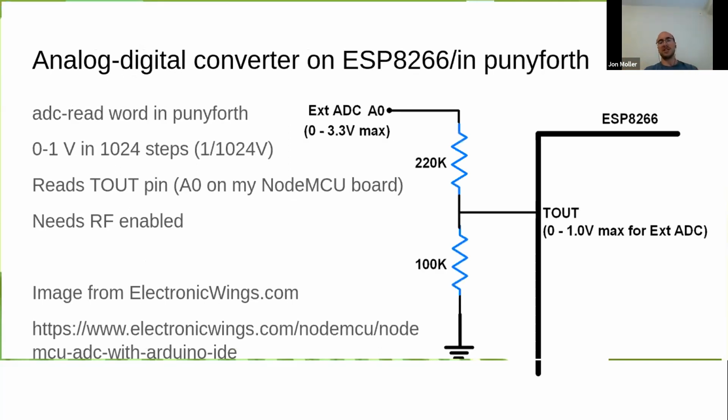So the way I'm interfacing this solar cell is through the ADC. Fortunately, there's an ADC read word that Attila implemented in punyforth, and this reads the voltage at the T out pin, which is from 0 to 1 volt. But as you noted earlier, I'm connecting the solar cell through the A0 pin, which goes through a voltage divider.